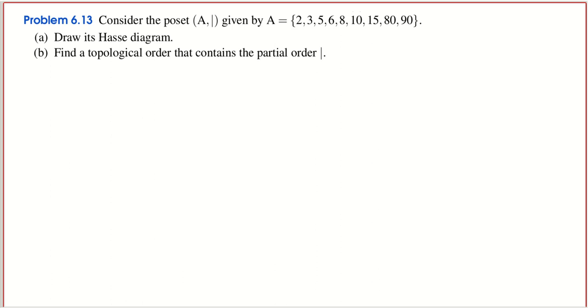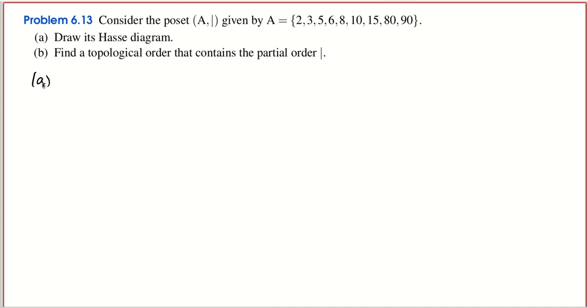In this problem, we're given a poset A, which is ordered with the division relation, and this set A is 2, 3, 5, 6, 8, etc. I mean, these numbers, right? They are related, as I said, with this division relation, which is an order relation, a partial order relation. We have to draw the Hasse diagram of this poset, and then find a topological order that contains the partial order. Remember that the topological order is a total order, a linear order, that contains or subsumes this partial order, right? Okay, so let's go for the first, right?